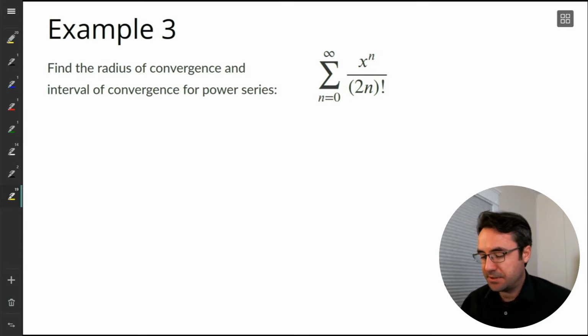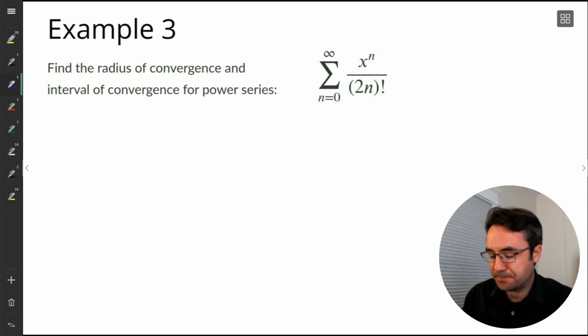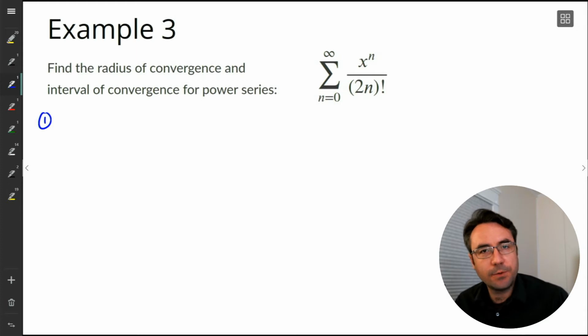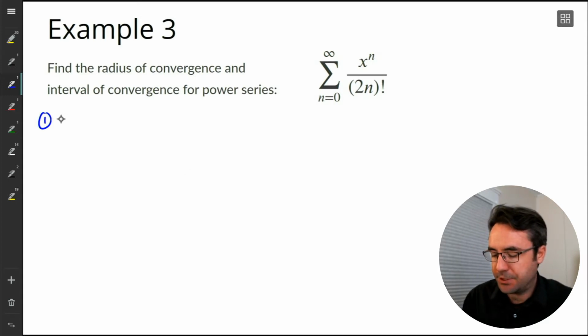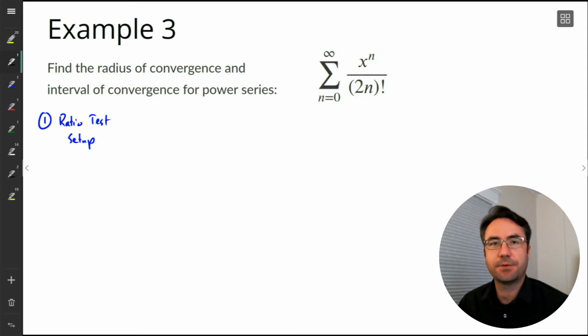So let's remember how this starts. First step, normally we use the ratio test. Sometimes if everything was raised to the power n, we might do the root test. So we're going to do the ratio test. We're going to set it up.